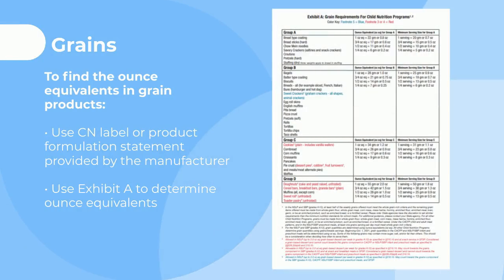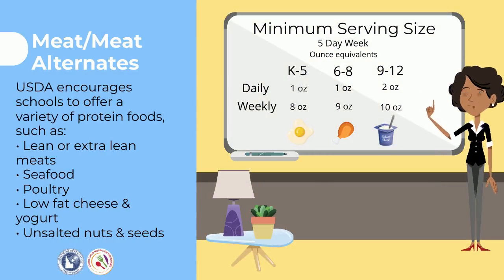To find the ounce equivalents in grain products, you can use a CN label or product formulation statement provided by the manufacturer, or you can use Exhibit A to determine ounce equivalents. The fourth component of the lunch meal pattern is meat or meat alternates. The USDA encourages schools to offer a variety of protein foods such as lean or extra lean meats, seafood, poultry, low-fat cheese and yogurt, and unsalted nuts and seeds.